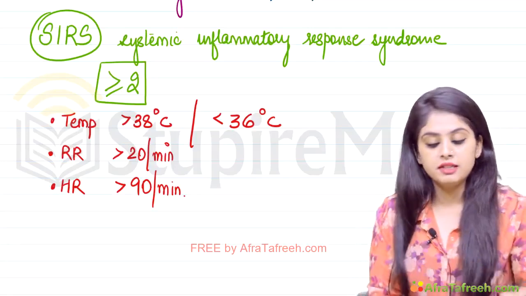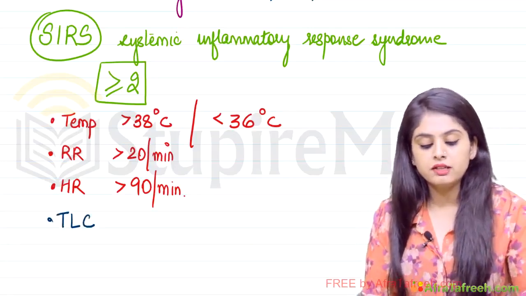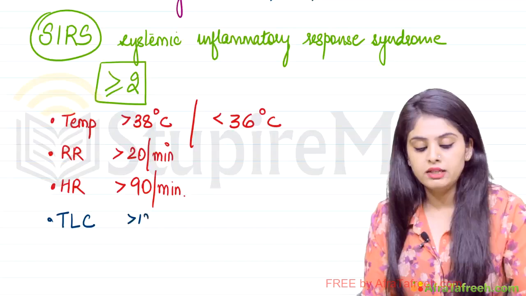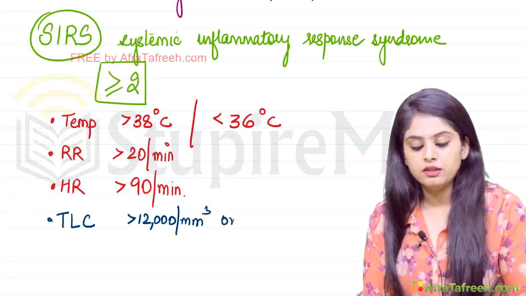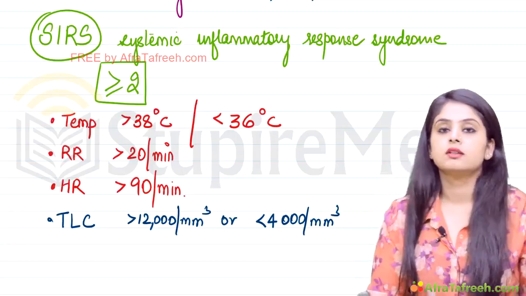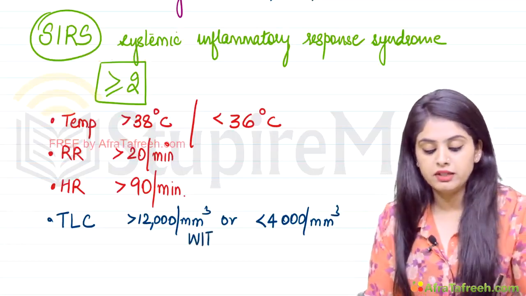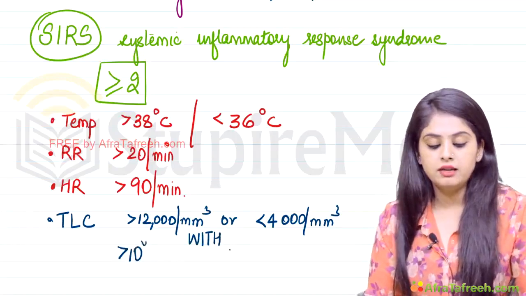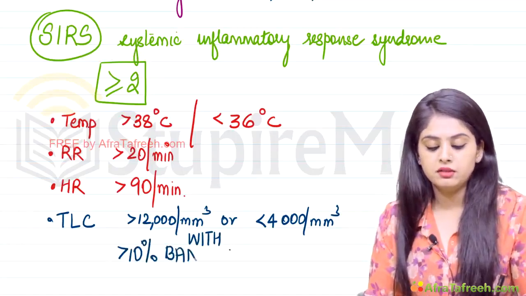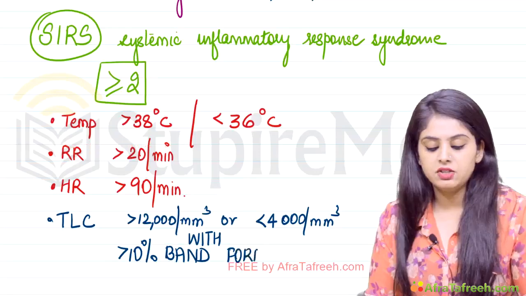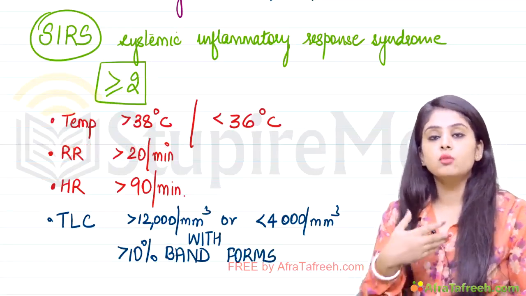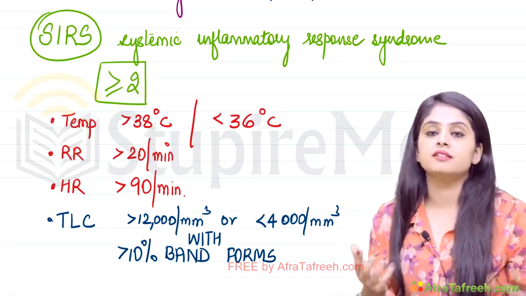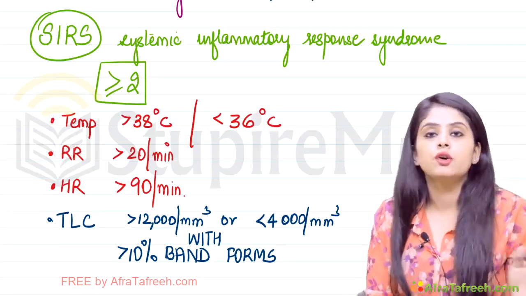What about the pathology side? So the total leukocyte count, when more than either 12,000 per millimeter cube or less than 4,000 per millimeter cube. With, students, one point that everyone forgets, more than 10% band forms. Now, whenever there is any infection, the first cell that is released amongst the precursors, that is released more in the peripheral blood, happens to be the band cells. It is just one step before a mature neutrophil.